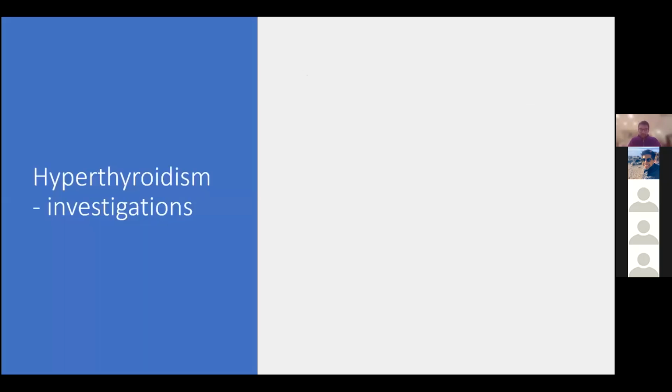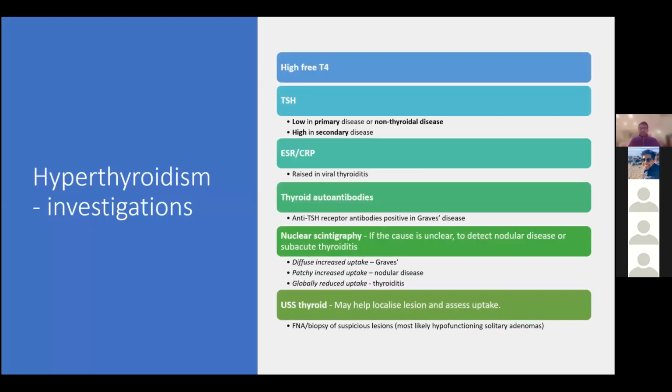So how do you investigate hyperthyroidism? Again, broadly similar to hypothyroidism. You get your thyroid function tests, and again, your TSH will tell you whether you're thinking this is a primary disease or secondary disease. If it's thyroiditis, look at your inflammatory markers as they may be raised. Thyroid autoantibodies can give you a clue. As I said, anti-TSH receptor antibodies are positive in Graves' disease.